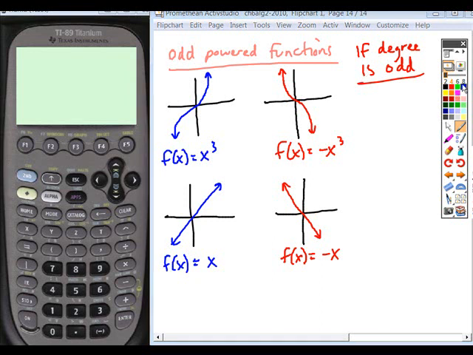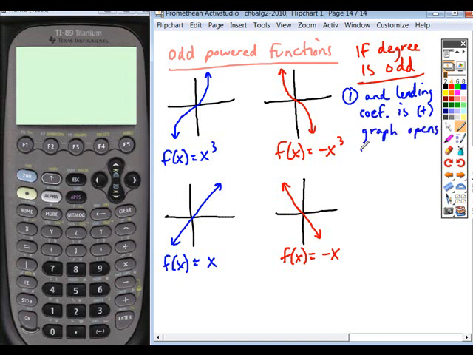there's several possibilities. Okay, so you have to identify the degree of a function, then you also have to identify whether the leading coefficient is positive or negative. So if the degree is odd, and the leading coefficient is positive, then the graph is going to open up to the right and down to the left.